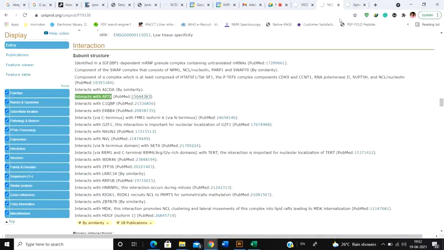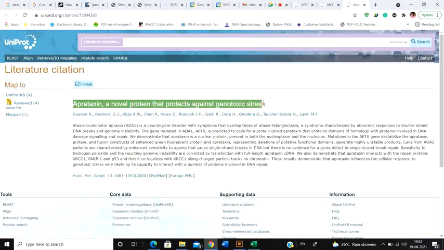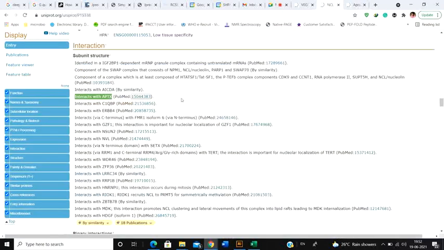The paper ID is given. So if you click on it, this is the protein, the apoptosis in a novel protein that protects against genotoxic stress. So if you read this paper, it discusses the interaction of APTX with MEEK. Similarly, this is a nucleolin protein. You have the interaction with CYQBP. These are the different proteins with which it actually interacts.